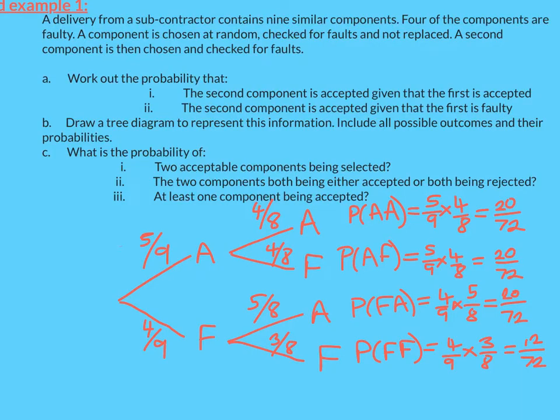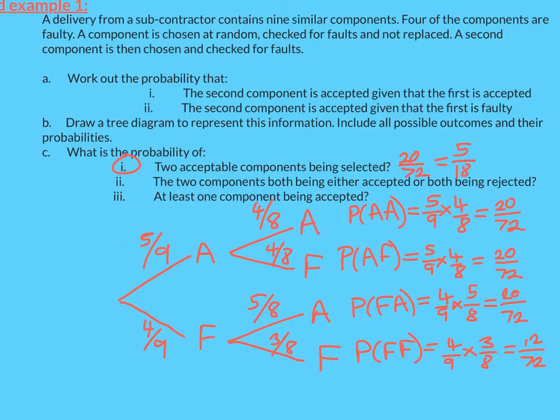Okay, so we've done part B, and we now just need to use this information for part C. So what's the probability of 2 acceptable components being selected? Well, that's got to be acceptable, acceptable. Probability of acceptable is 20 out of 72, which you might have as 5/18.